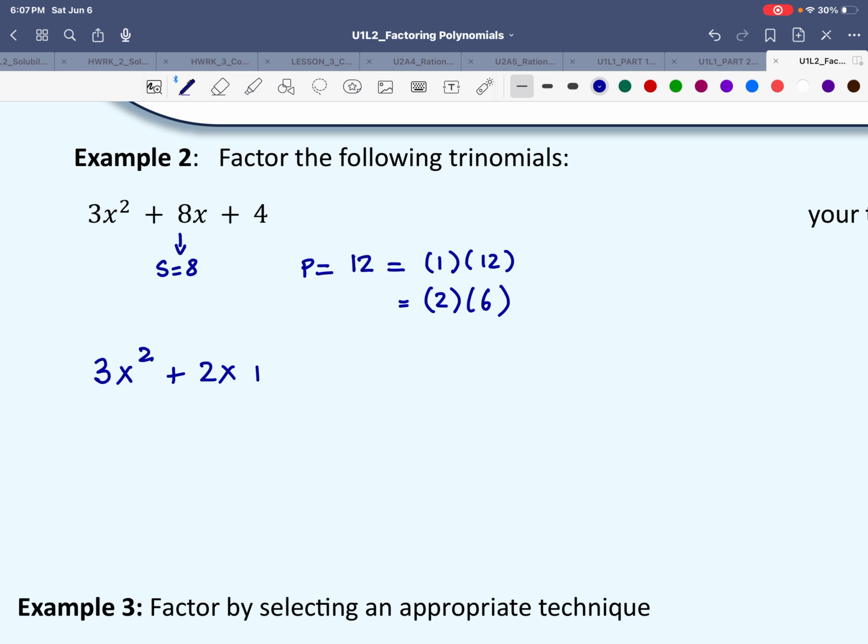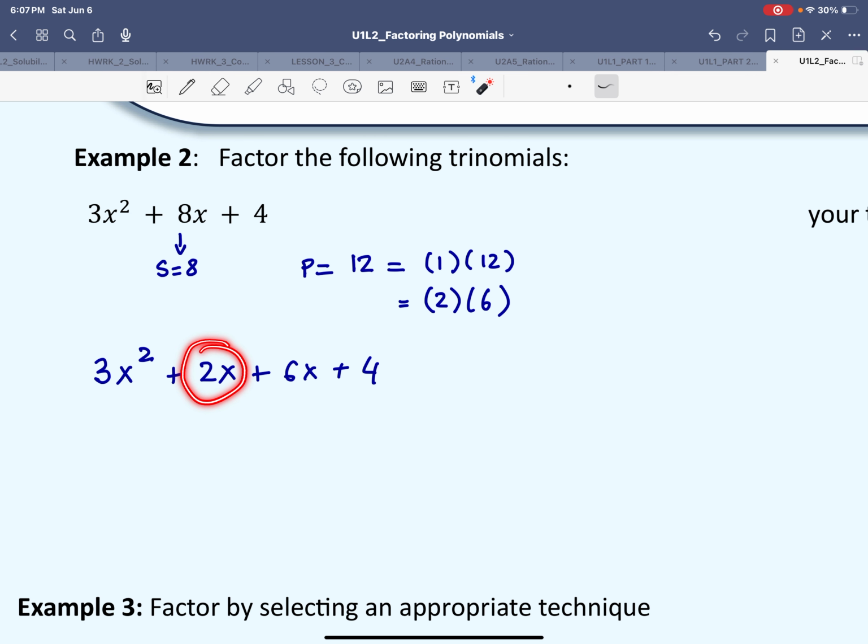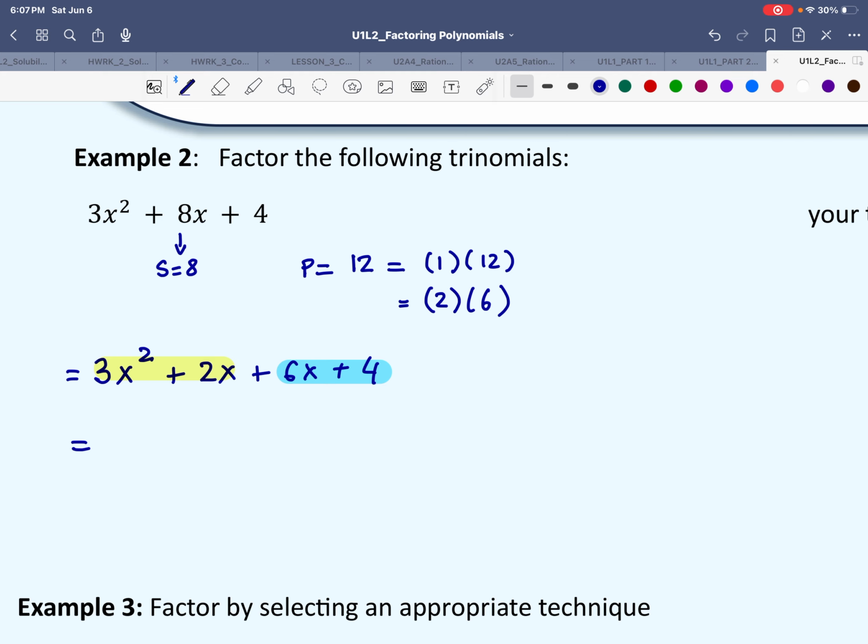So plus 2x plus 6x plus 4. Now again, if you're wondering which one to put in first, 6x or 2x, it doesn't matter. Next, we will factor by grouping, and the good thing is that we just reviewed factoring by grouping. We don't have to wonder about how to group them. We always group the first two together and the last two together, and it has to work. If it doesn't work, it means we've made an error either in finding these numbers or in how we work through the rest of the solution.